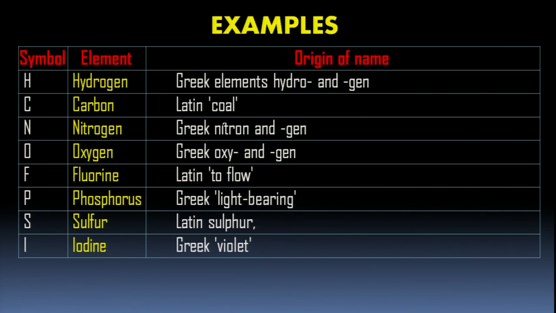F, fluorine. Fluorine means to flow in Latin. P, phosphorus. It's a Greek word meaning light bearing. It gives out light. S is sulfur, in English and in Latin as well. I denotes iodine, that is the violet color in Greek. I've told you, generally our modern symbols are got or proposed from the Greek or the Latin words.